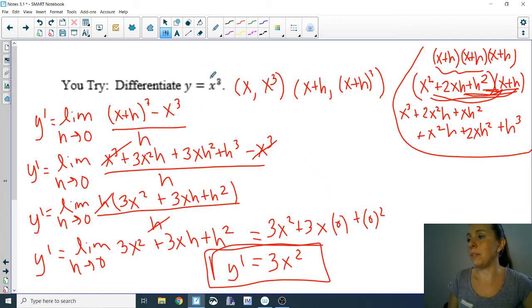So what we have here is x cubed. When you take its derivative, the function is 3x squared. Isn't that exciting? So you now know 2.